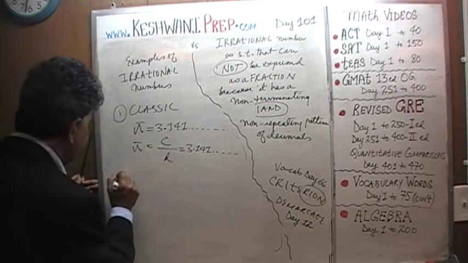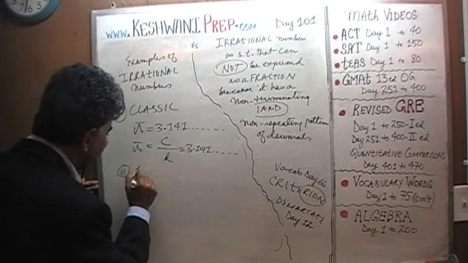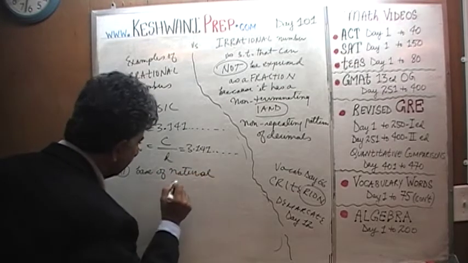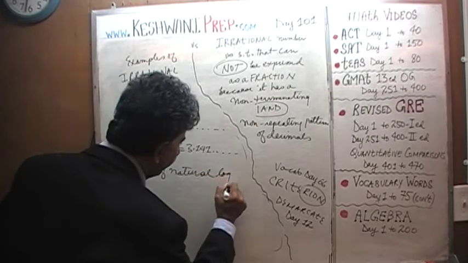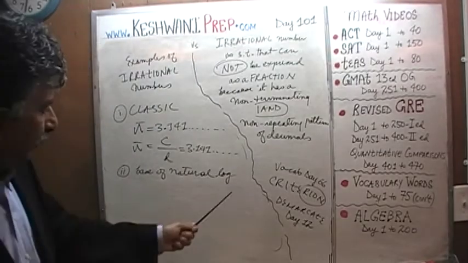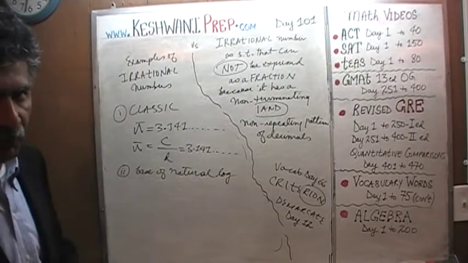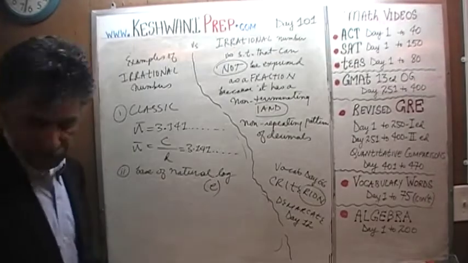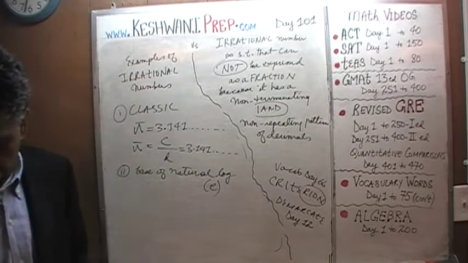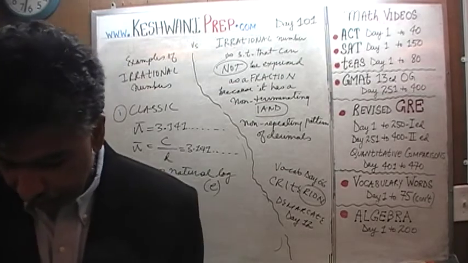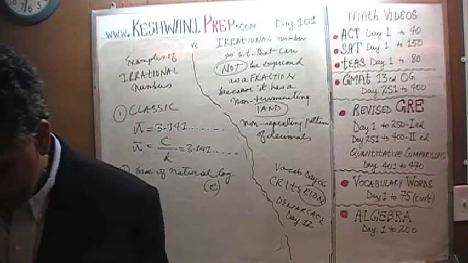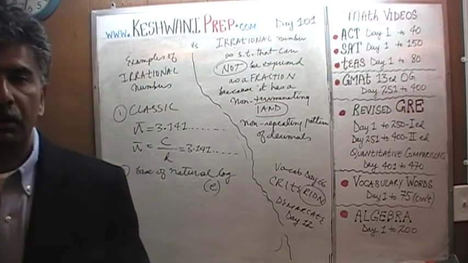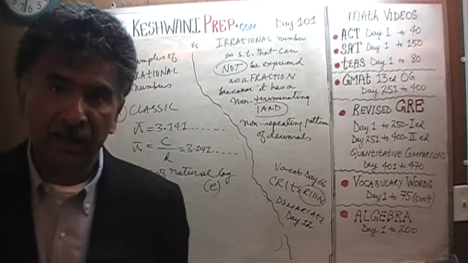Here's another example. The base of natural logarithm. If you don't know what that means, if you never came across it, don't worry about it. But the base of natural logarithm is the value of e, which is also something that never ends. It goes on forever and ever. And there are quite a few.